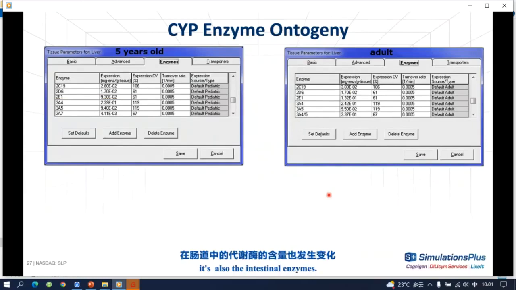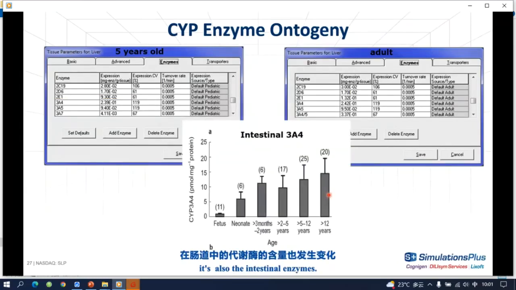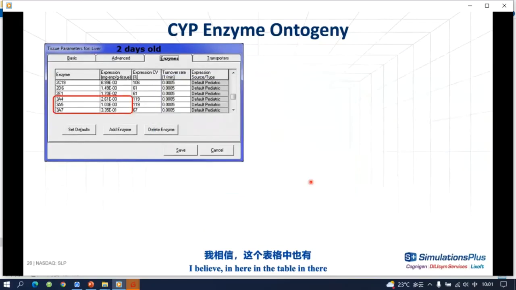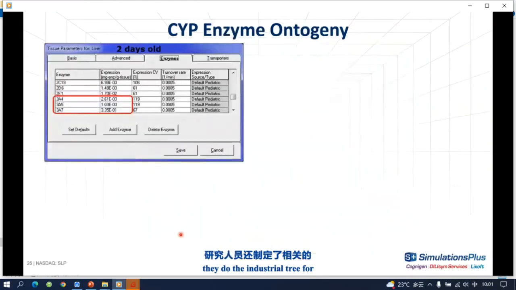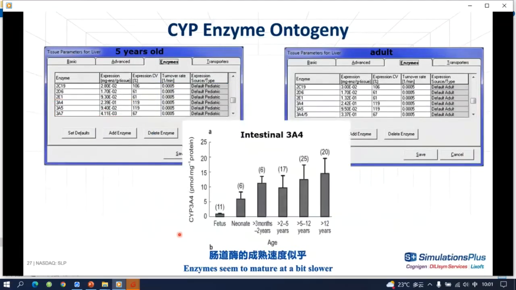Of course, it's not only about the liver, it's also the intestinal enzymes. And here, the additional aspect is that the enzymes in the intestine not only have different expression than in liver, but may also mature at different rate. And based on the information that we've seen, this is actually one of the papers. And I believe in here in the table, there was also intestinal CYP3A. They do, the intestinal 3A4 enzyme or 3 enzymes seem to mature at a bit slower rate than the liver enzymes.